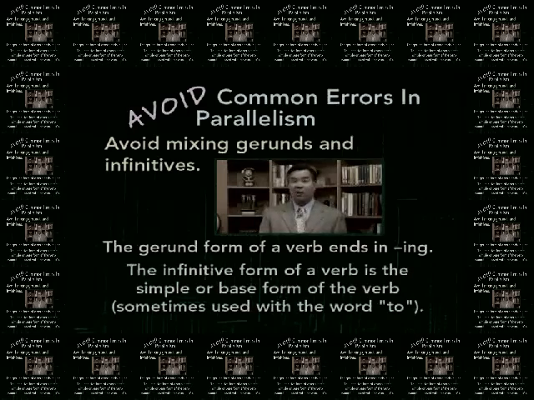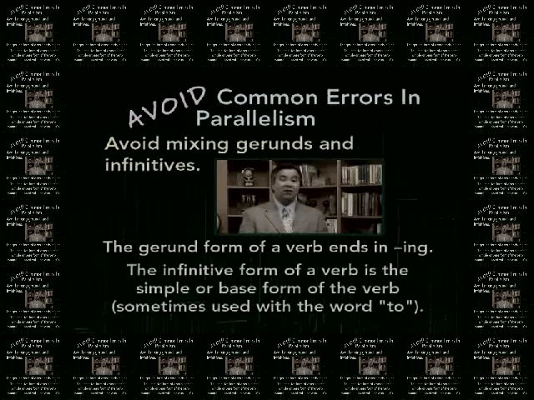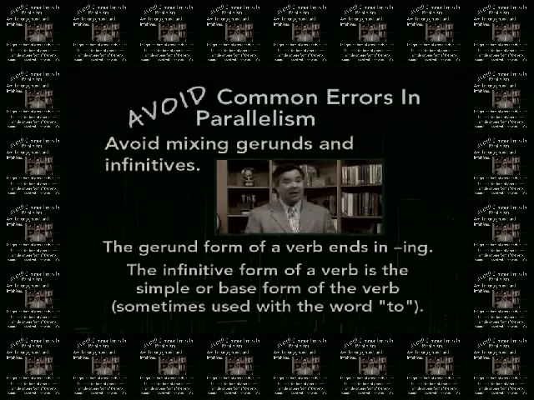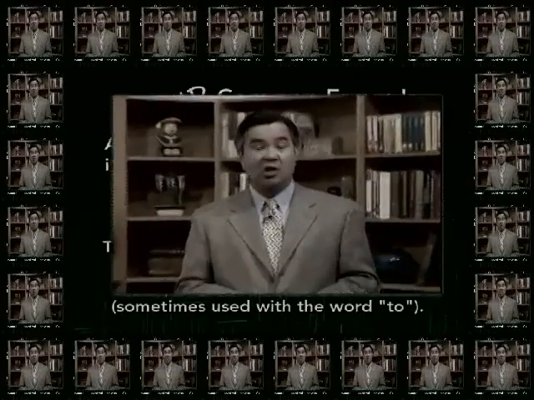The infinitive form of the verb is the simple or base form of the verb. It sometimes is used with the word to. And the infinitive form of a verb can also be used more or less as a noun to describe a kind of action. So both gerunds and infinitives can be used in a similar way in a sentence, but they sound different. They are grammatically not parallel, and therefore to mix them with one another in a list or when similar ideas are being presented would create a parallelism error.